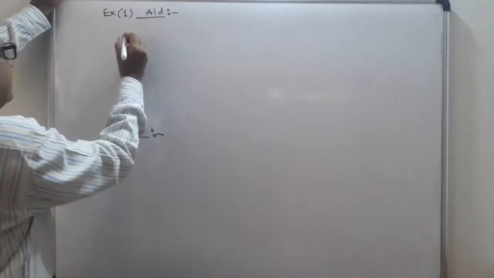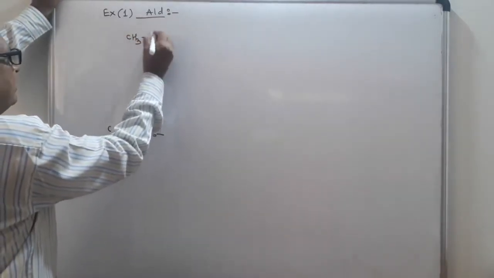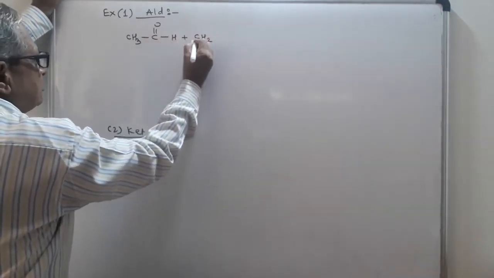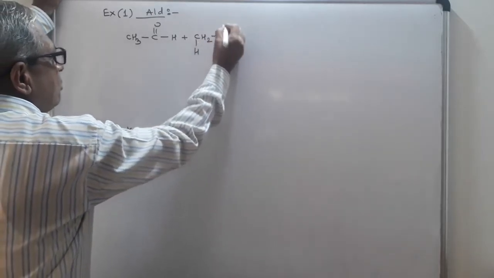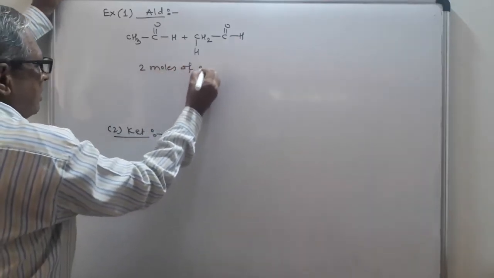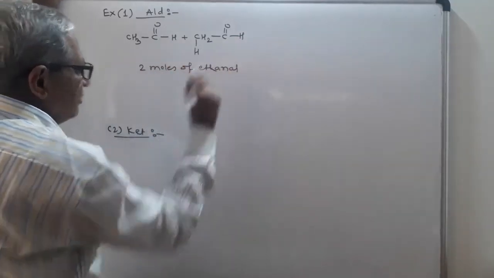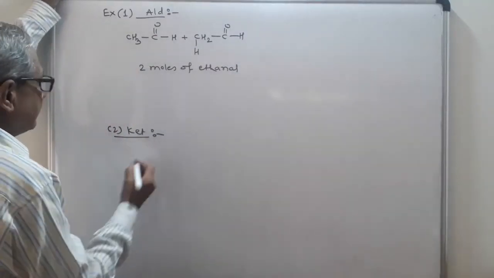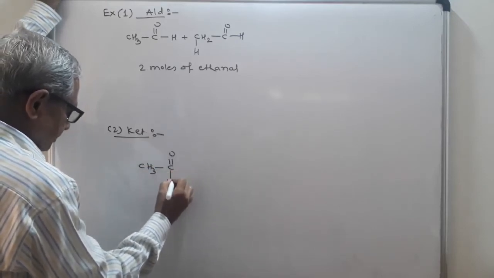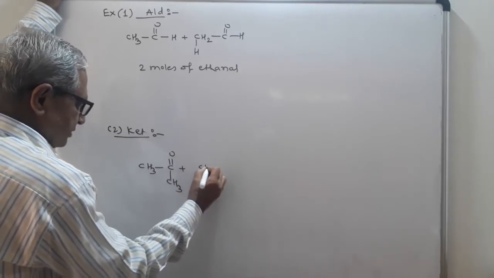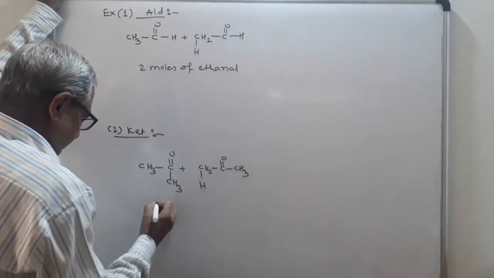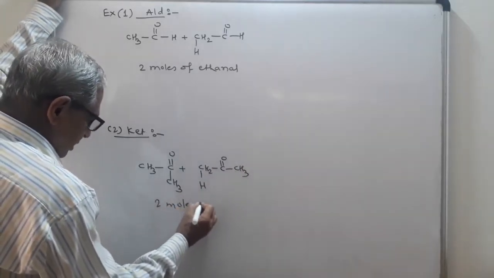See the aldehyde containing alpha hydrogen atom, that is acetaldehyde, CH3C double bond OH plus CH3C double bond OH. These are two molecules of ethanal. Ethanal is the IUPAC name. Then consider the example of ketone, CH3 C double bond O CH3 plus CH3 C double bond O CH3. These are two molecules of acetone.